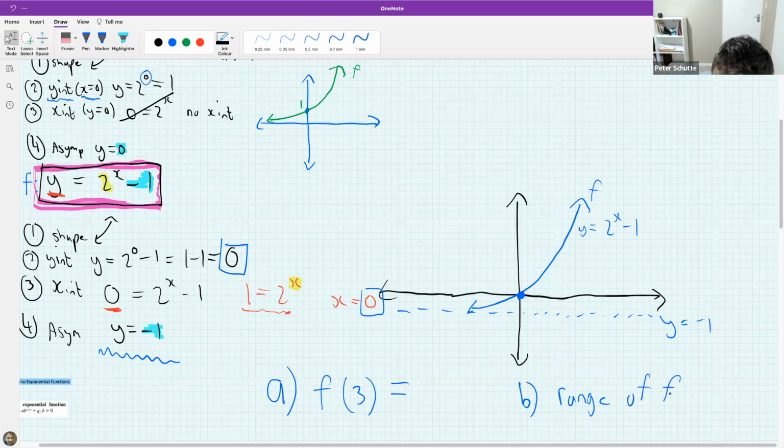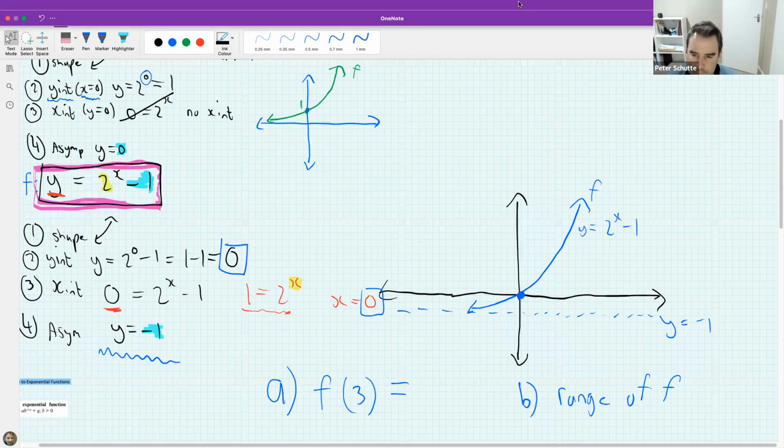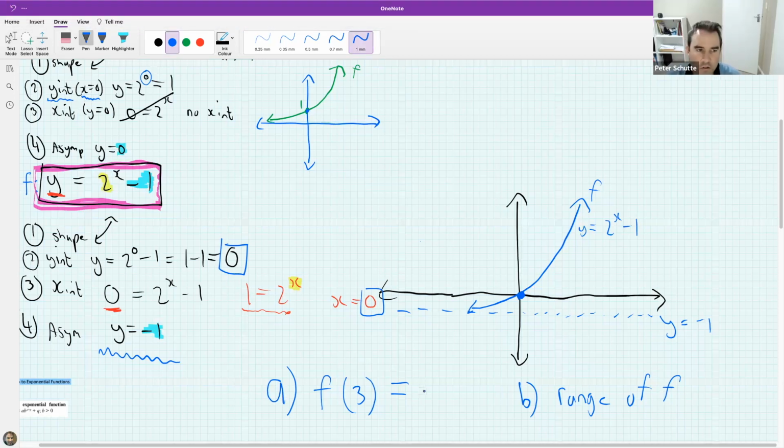So this is what we call an analysis question. We're interpreting, rather. So what is the value of f of 3 and what is the range of f, this function that we've just drawn? Yeah, so f of 3 is just going to be that, which is going to be 8 minus 1, which is 7. Fantastic, yes.